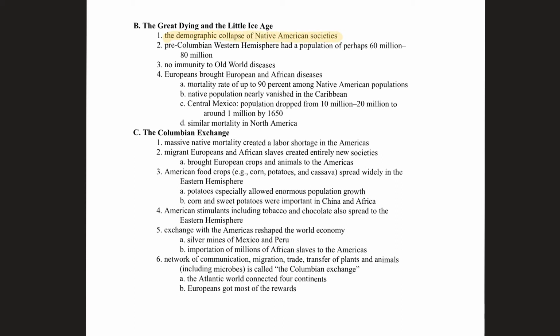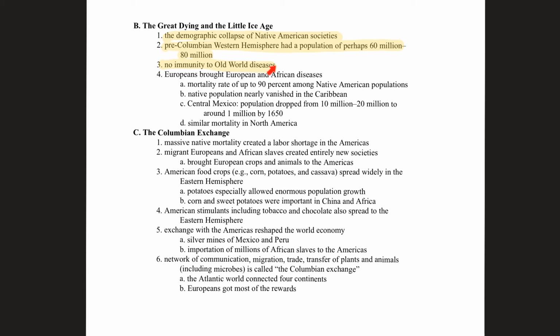Just to give you an idea of what's going on, the pre-Columbian Western Hemisphere had a population of perhaps 60 to 80 million. Pre-Columbian means before Columbus showed up. So before Columbus showed up, the Western Hemisphere, meaning North and South America, had a population of anywhere between 60 to 80 million people. The problem here is that they have no immunity to Old World diseases. And the reason for this, and the little note that you want to put down here next to number 3, is because they had no large farm animals.